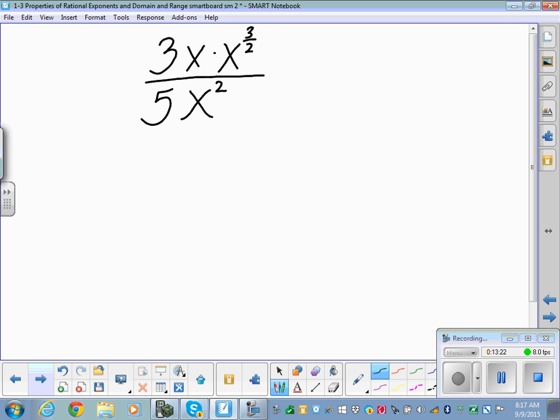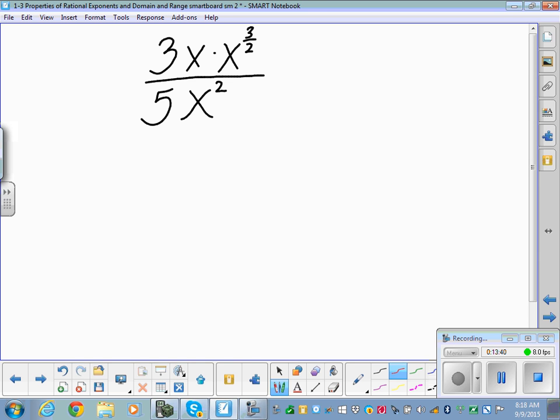Almost there, guys. You're doing really good. A little bit harder one. 3x times x to the 3/2 divided by 5x squared. Now there are so many ways to simplify this one, and I don't want to confuse anyone, so I decided to go about it one way. But there's so many ways. So you might do it a little bit different than me.